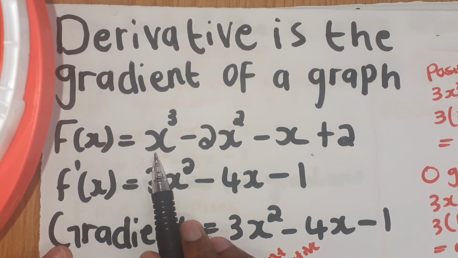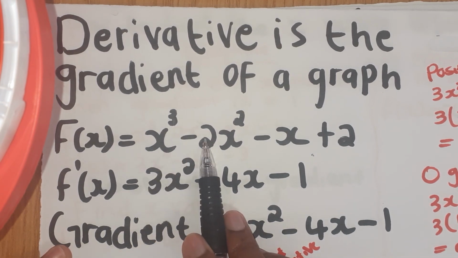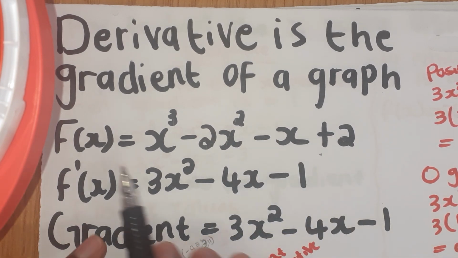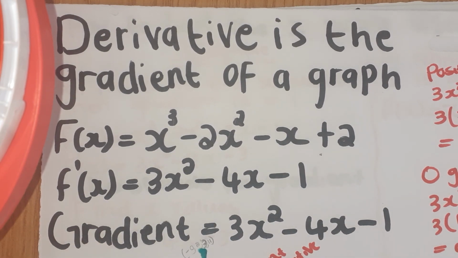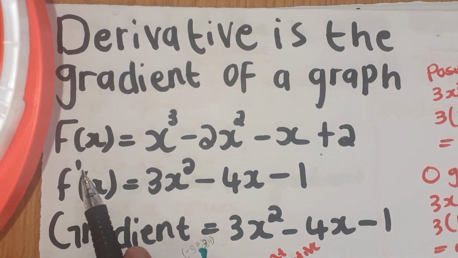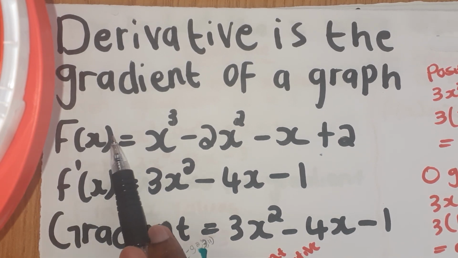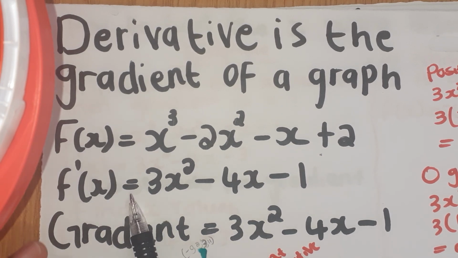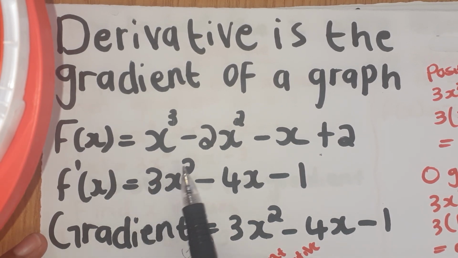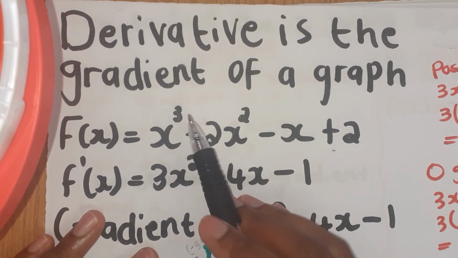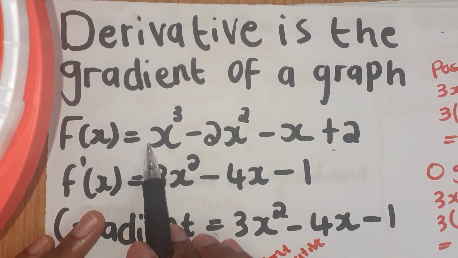So we are given this formula: 3 cubed minus 2x squared minus x plus 2. This is the equation of this cubic graph, and we are asked to find the gradient. For us to find the gradient of this cubic graph, we simply just have to derive. So when we derive, we indicate by this that this is the derivative of this original formula, or equation. So when we derive, we say 3 times whatever we have here.